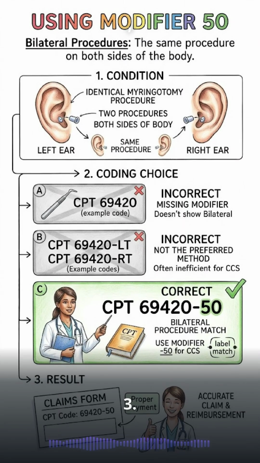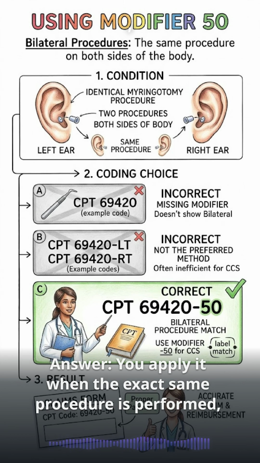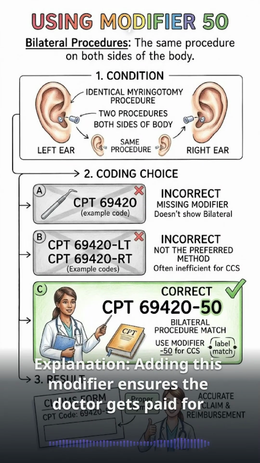3. When should you apply a modifier 50 to a medical procedure code during your exam? You apply it when the exact same procedure is performed on both sides of the body. Adding this modifier ensures the doctor gets paid for both sides, instead of just one.